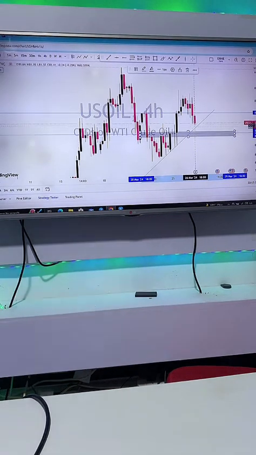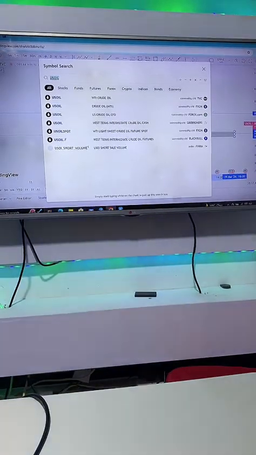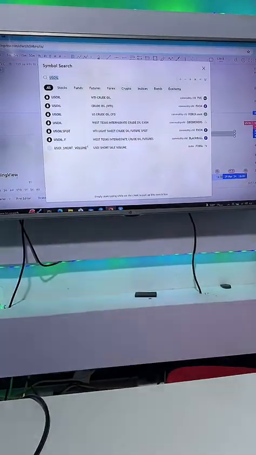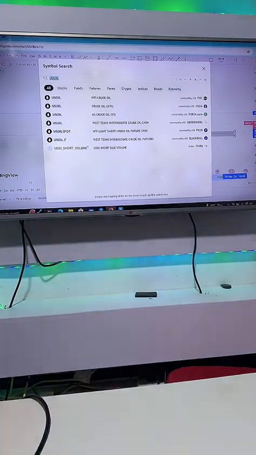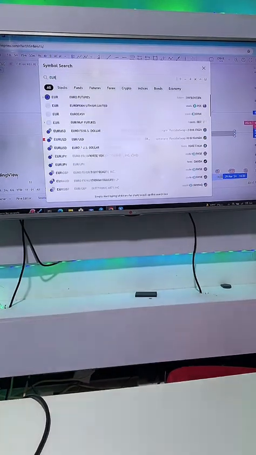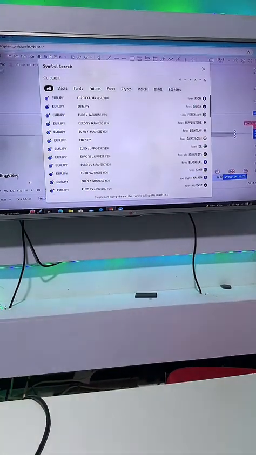So US oil is expected to drop all the way to this zone. Okay, which other pair? Gold, I have already done gold. Euro JPY. Even my battery is down to 21%. Euro JPY.